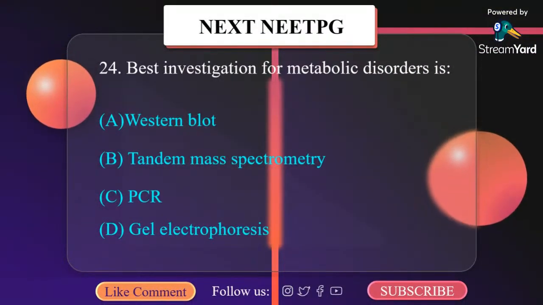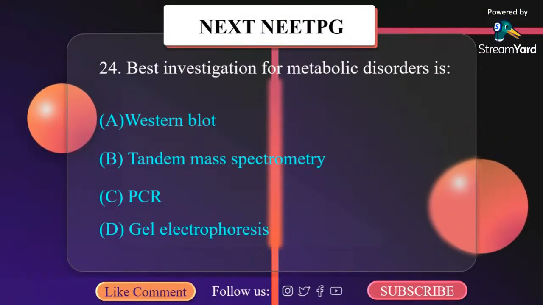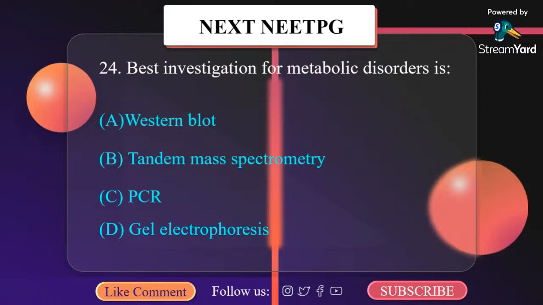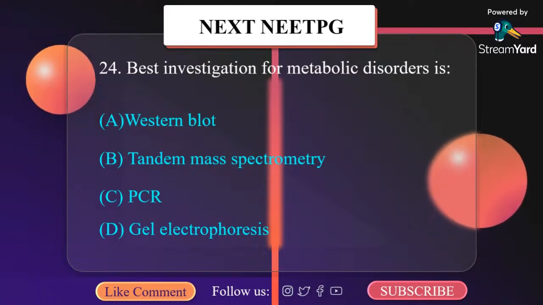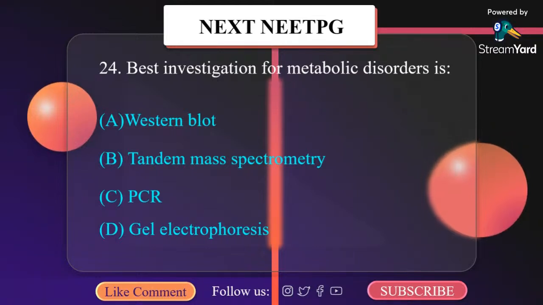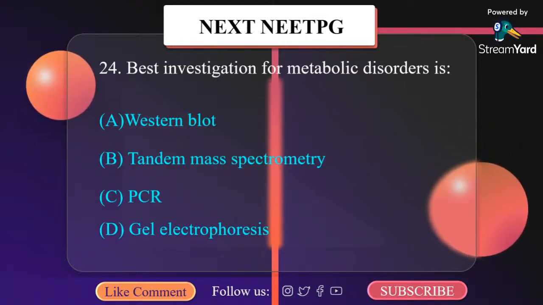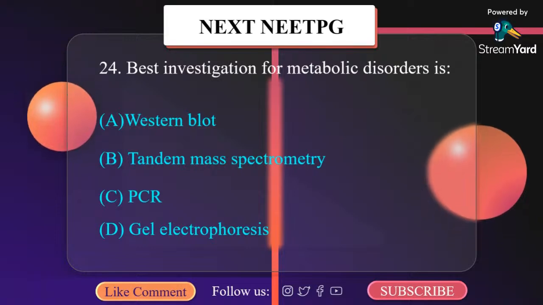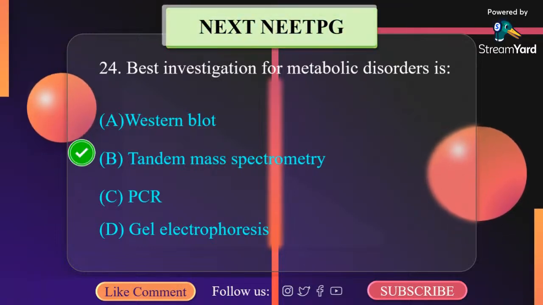Best investigation for metabolic disorder is: A. Western blot, B. Tandem mass spectrometry, C. PCR, D. Gel electrophoresis. Most powerful technique of screening for inborn error of metabolism is tandem mass spectrometry, also called TMS. So the correct answer is B.